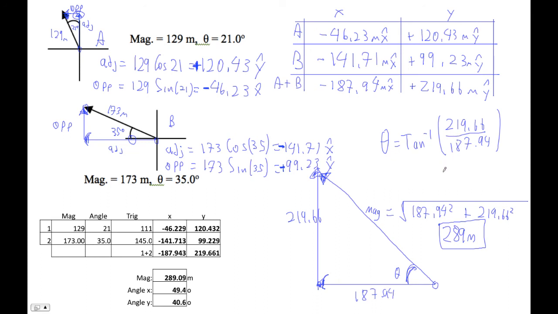All right, here we go. 49.4 degrees. So yeah, it's bigger than 45 degrees, not by a lot. Right, so that's 49.4 degrees. This magnitude is 289 meters. There you go. So step by step, find the components of each one, then add x to x, y to y, get the answer in component form, draw a picture of it, find the magnitude, find the angle.